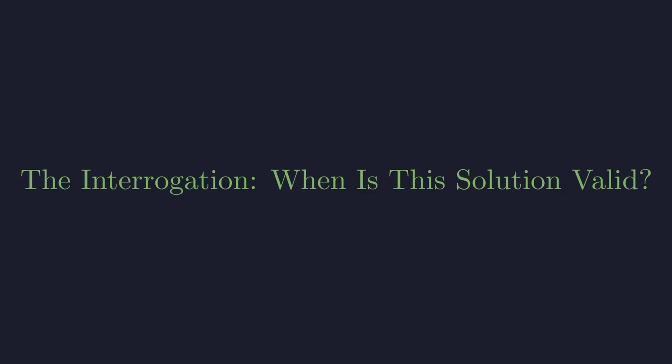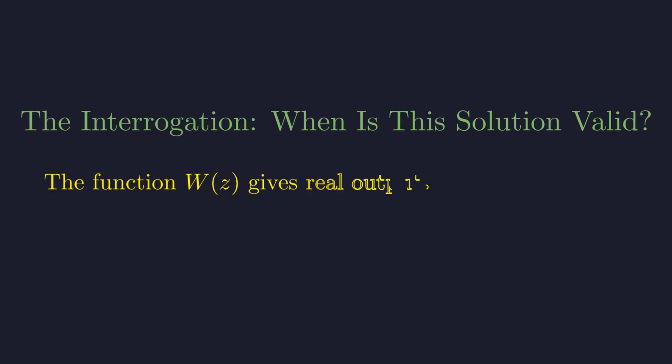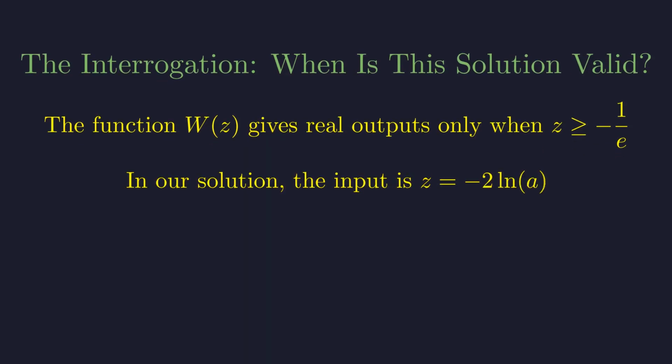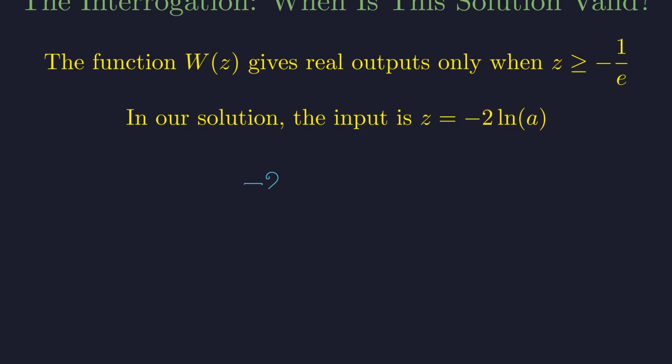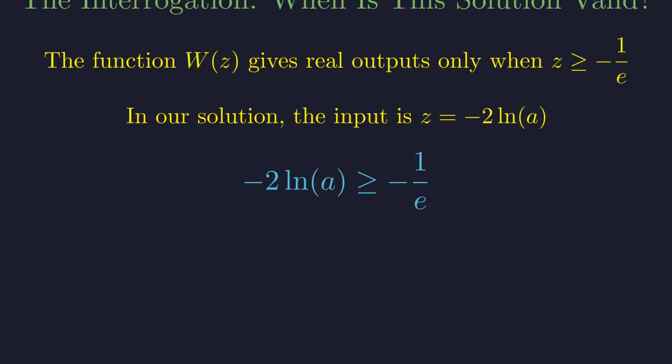An answer is not an understanding. We must ask, when is this solution valid? The answer lies in the domain of the Lambert W function. For the W function to produce a real number, its input, z, must be greater than or equal to negative 1 over e. In our solution, the input to the W function is this term, negative 2 times ln a. Therefore, our entire solution is contingent on this inequality being true.